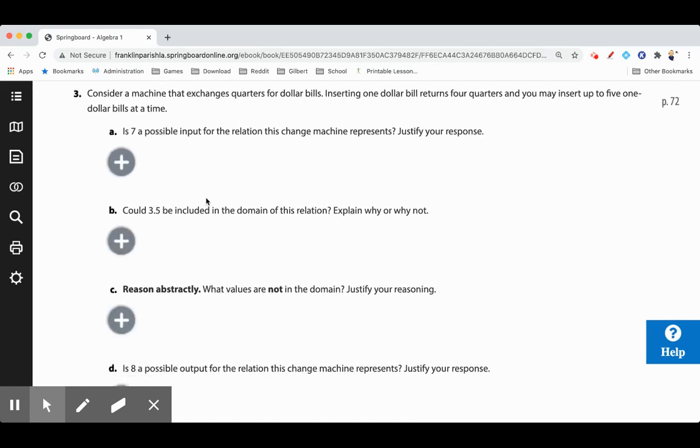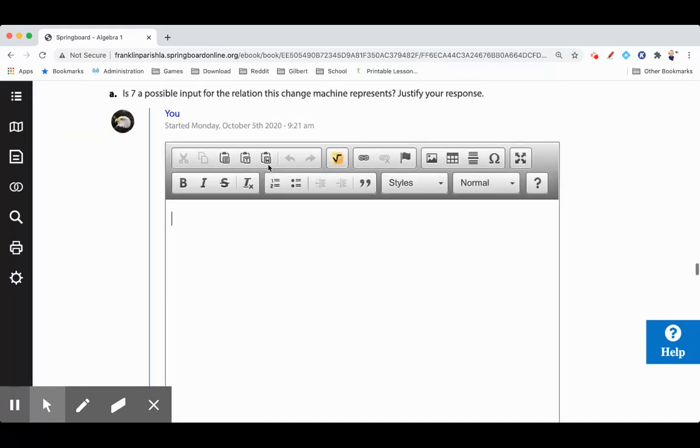Question 3. Consider a machine that exchanges quarters for dollar bills. Inserting a $1 bill returns 4 quarters, and you may insert up to 5 $1 bills at a time. Is 7 a possible input for the relation this change machine represents? Justify your response. No, because you can only go up to 5.